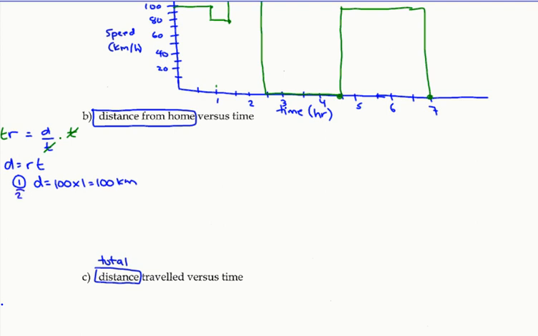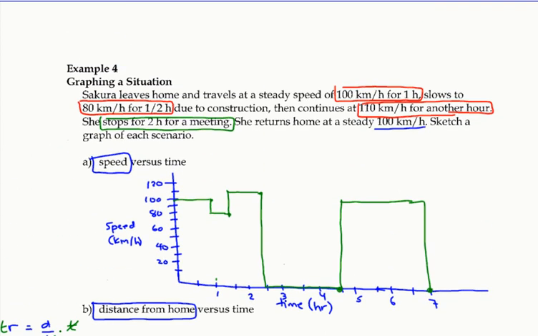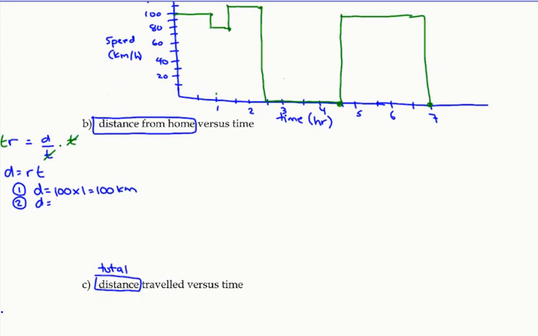Okay, in the second interval, we traveled what pace? 80 for half an hour. How many kilometers did you drive? 40, because 80 times 0.5, half an hour is 0.5, is 40 kilometers. Distance is rate times time.